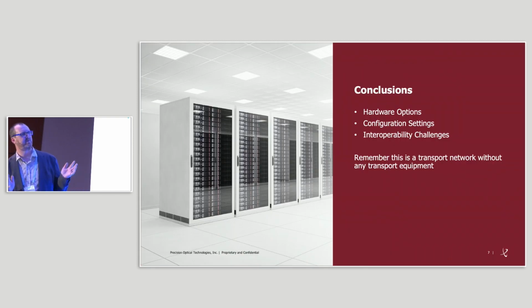So to conclude, there are a lot of different hardware options. There's a lot of configuration settings, and there are interoperability challenges. But I think the key thing to remember is the proposal here for a 400 gig ZR optic is to replace a transport network with a pluggable that you put directly into your IP router. So you've still got to configure it like a transport network. It isn't an Ethernet pluggable. It's a transport network. So as long as you're aware of all these challenges, it's a very good solution for getting high capacity over long distances with DWDM.